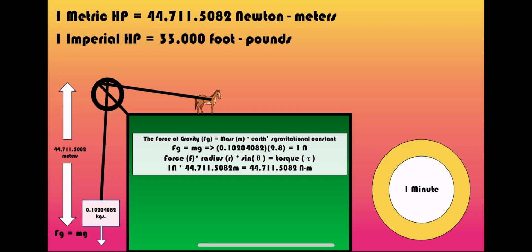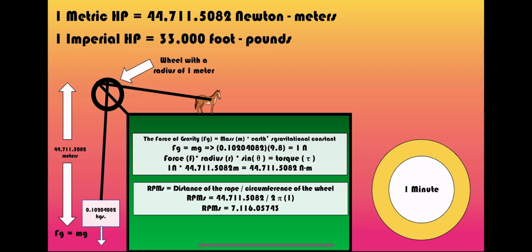Now let's add something to the situation. Let's say that as the horse pulls, the rope turns a wheel that has a negligible friction. And for easier math, let's assign the radius of the wheel as 1 meter. To figure out how many times the wheel is going to rotate, or its RPMs, we have to divide the length of the rope, 44,711.5082 meters, by the circumference of the wheel, or 2 pi. And if you punch that into your calculator, you will see that it miraculously equals 7,116.057543.